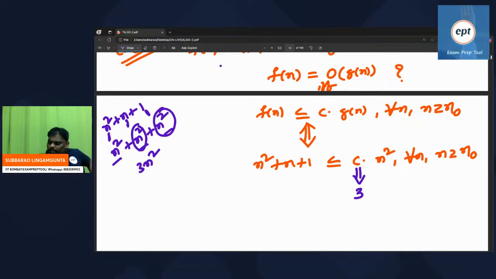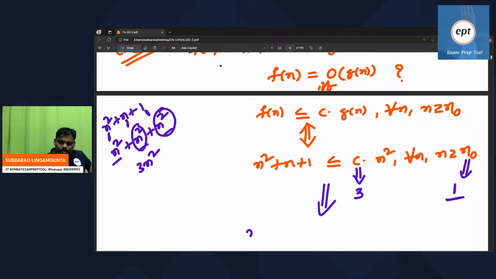Some people are asking, sir, from which place does this relation hold good? Let's start from 1. Is it working from 1 onwards or not? Verify. If I keep n value 1, the left side is 3, and the right side is also 3. So for n value 1, it is working. Let's take n value 2. The left is 4 plus 2, 6, plus 1, 7. The right is 3 into 4, 12. So from 1 onwards it is working.